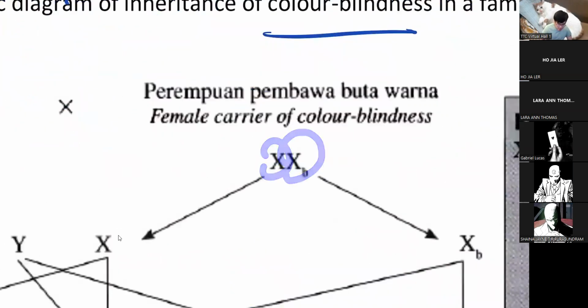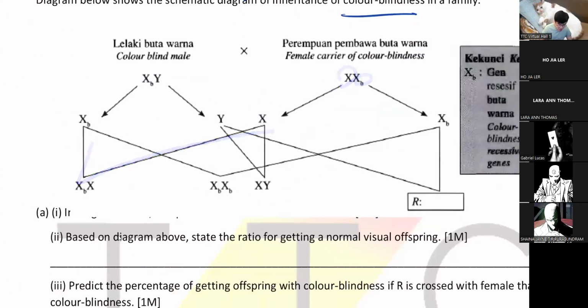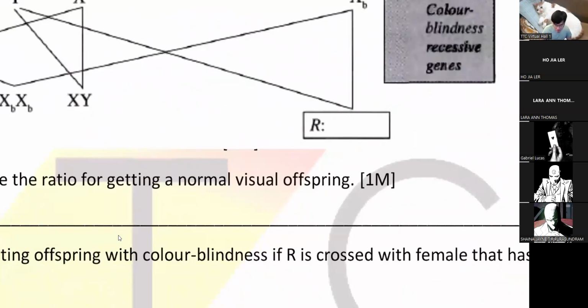So, normal X and X small b. All right, so when they get married, first child is 1 and 3, 1 and 4, second child is 2 and 3, third child is 2 and 4, and the fourth possibility will be X small b Y.